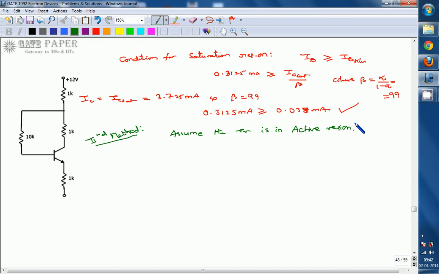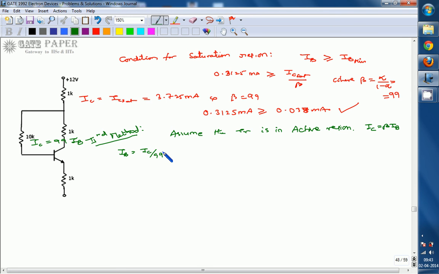If the transistor is in active region, at that time IC and IB are going to be related, and you can always substitute IC is equal to beta times of IB. Remember that one. So beta value just now we calculated, that is 99. So always you can use IC is equal to 99 times of IB, or IB is equal to IC by 99. Either way you can use.